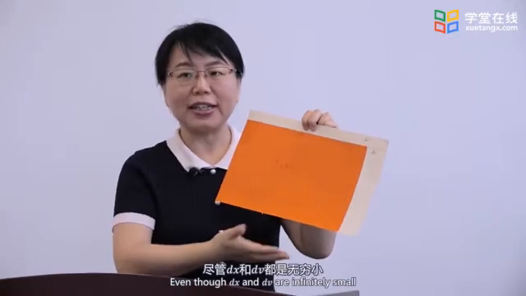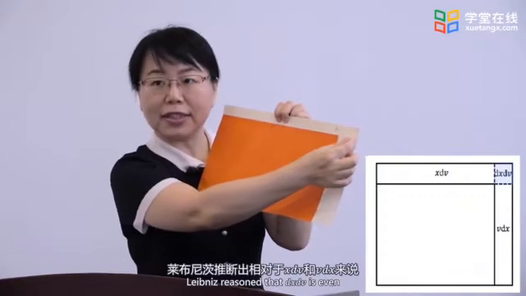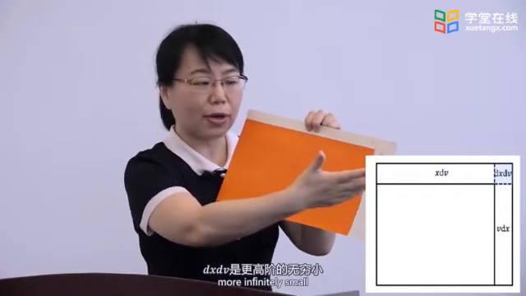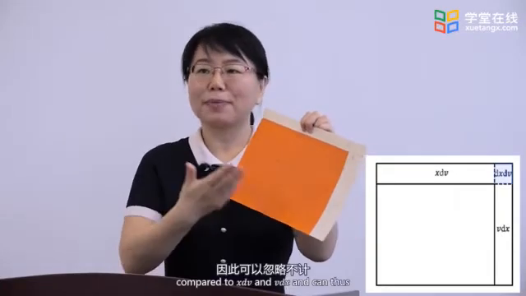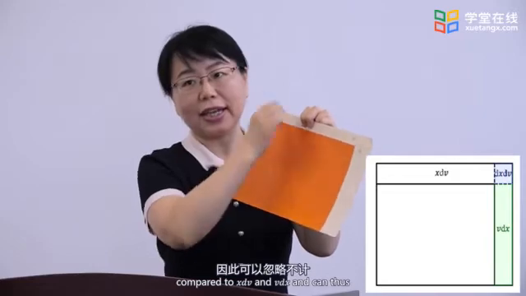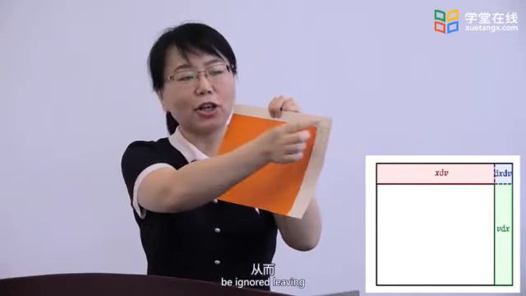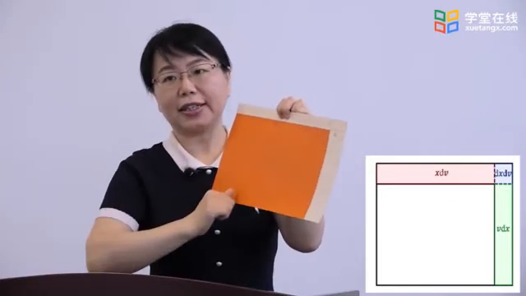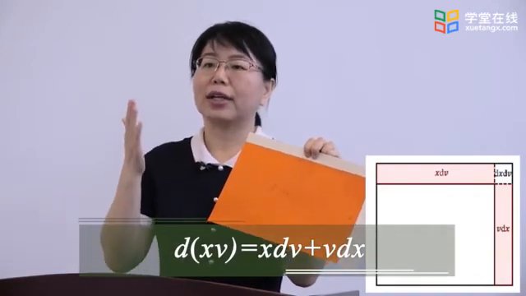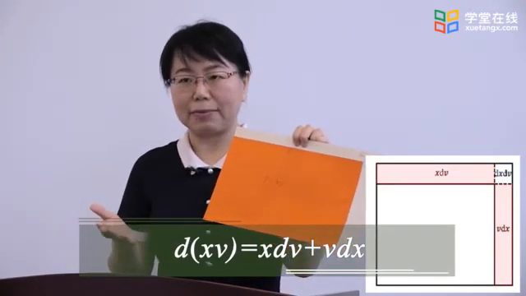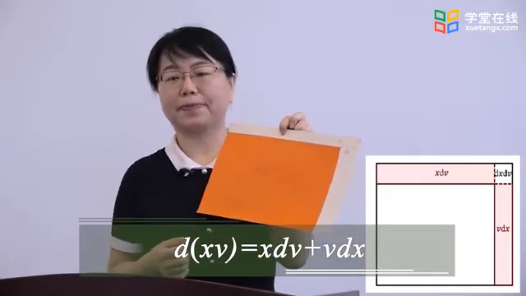Even though dx and dv are infinitely small, Leibniz reasoned that dx times dv is even more infinitely small, or we say quadratically infinitely small, compared to x times dv and v times dx, and can thus be ignored, leaving dx dv. Then we have that the differential of xv is equal to x times dv plus v times dx. That means these 2 rectangles.